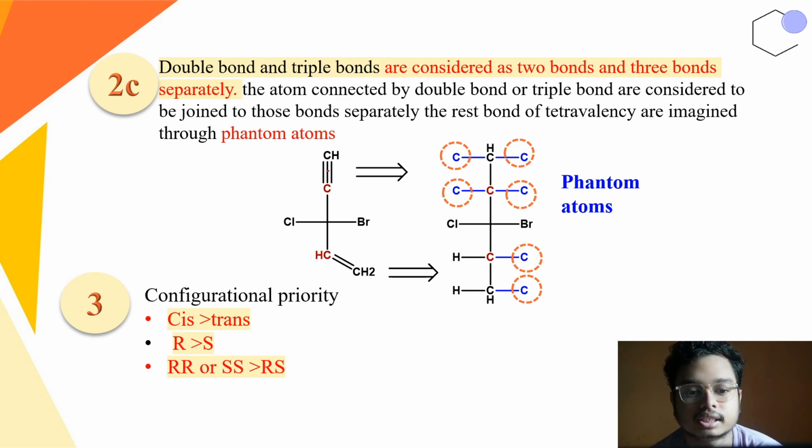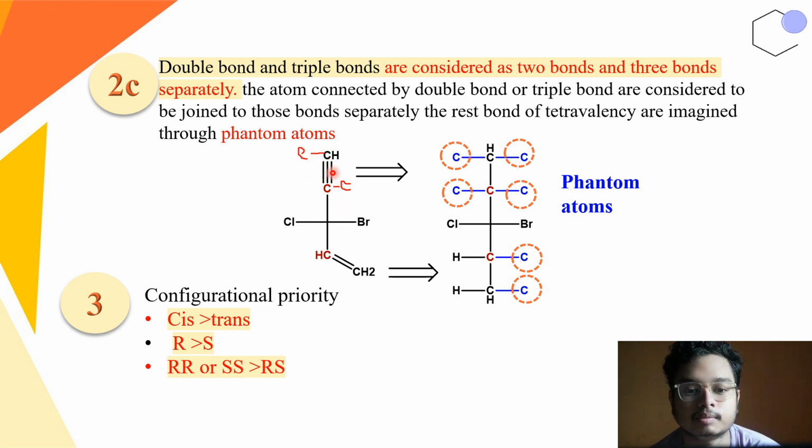So a phantom bond signifies that this C is actually connected with another carbon center, that is this. It can be a representation technique. Similarly, this particular carbon is also connected with this. So here is a phantom atom. The concept of phantom atom is introduced to determine the priority of the particular molecule. Here it is clearly written that double bonds and triple bonds are considered as 2 bonds and 3 bonds separately. The atoms connected by a double bond or triple bond are considered to be joined by those bonds separately, and the rest of the bonds of the tetravalency are emerging through phantom atoms.